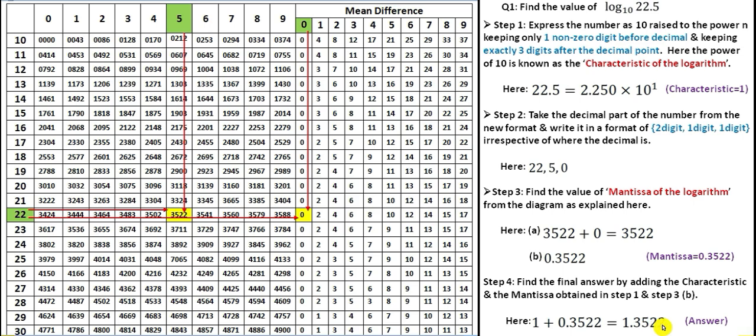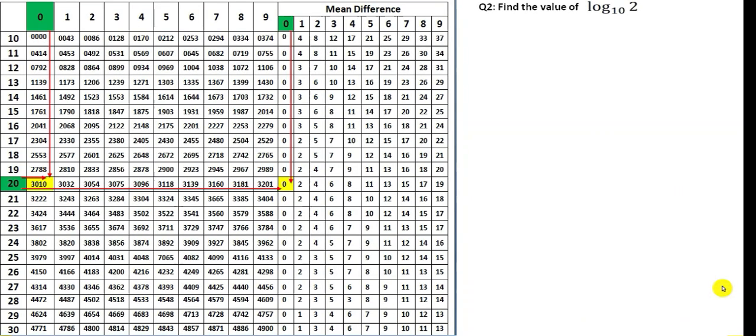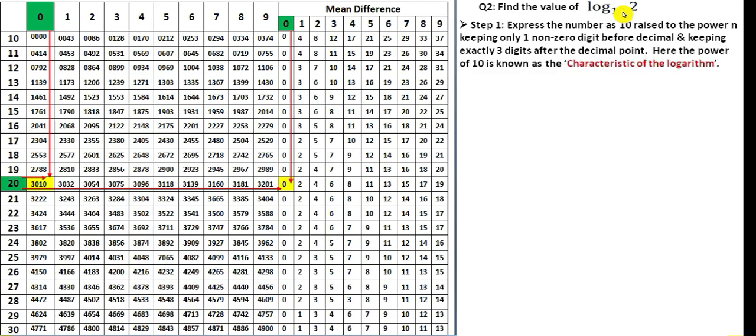Okay, now let us go to the next example. Our next question, we have to find the value of log base 10 2. Okay, so again the same thing we have to do. Let us check the steps and the answers. So this was the first step. We have to write the given number in this format.